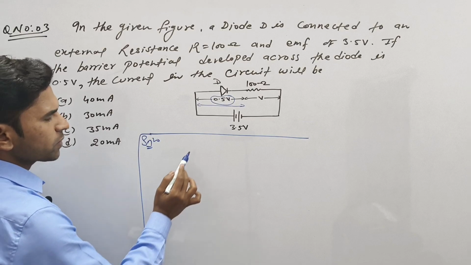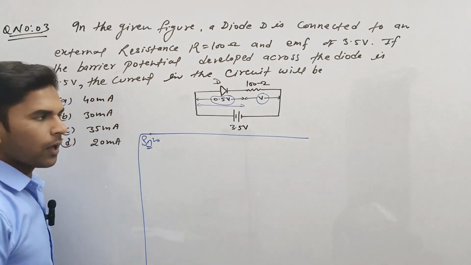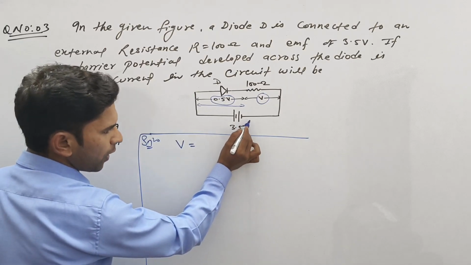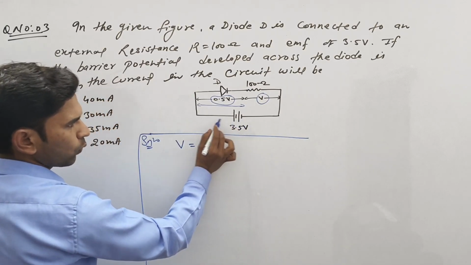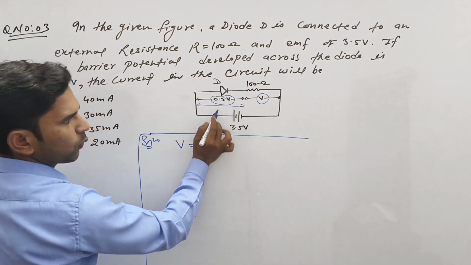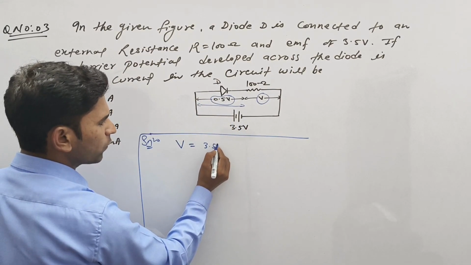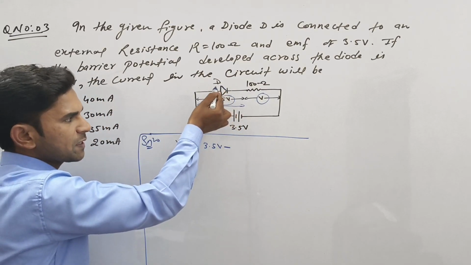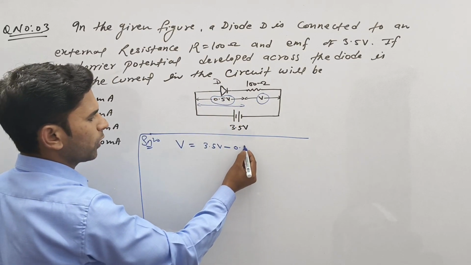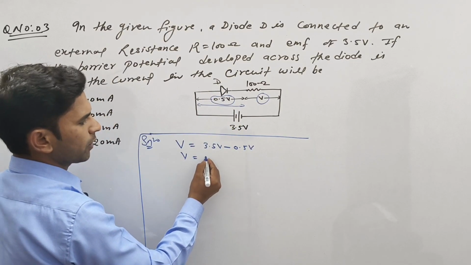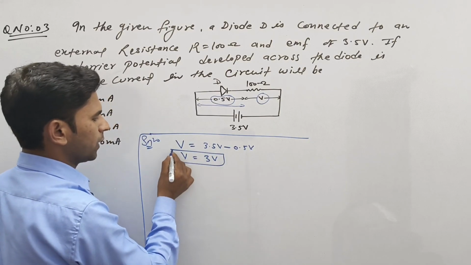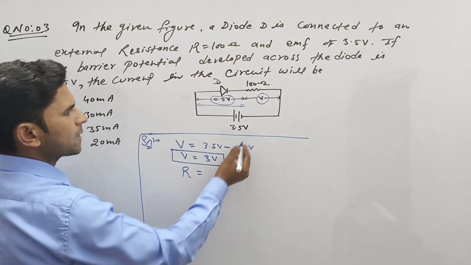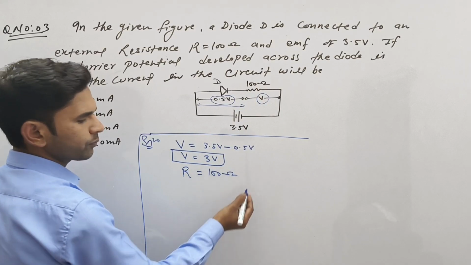First you will find the value of this V. You can write V is equal to the voltage you are applying toward this circuit. If you are applying 3.5 volts, you will subtract 0.5 volt, because 0.5 volt is standing here. So V will be equal to 3 volt, the final voltage. And the resistance R is given as 100 ohm.